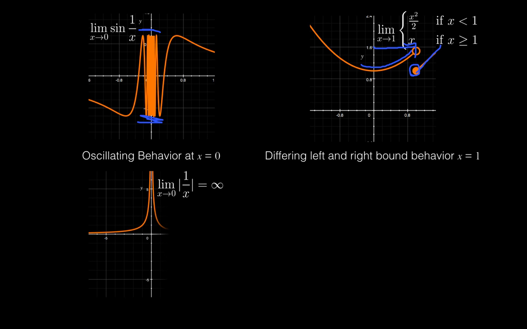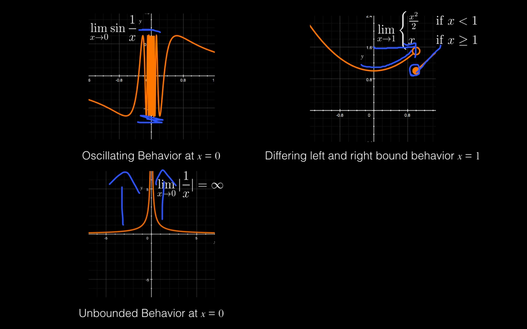Now let's look at the limit as x approaches 0 of the absolute value of 1 over x. We can see as we get closer and closer to 0, the function gets larger and larger. Although there's an equal sign, this does not mean that the limit exists. In fact, the equal sign shows how the limit does not exist. In this case, it shows that the limit increases without bound.